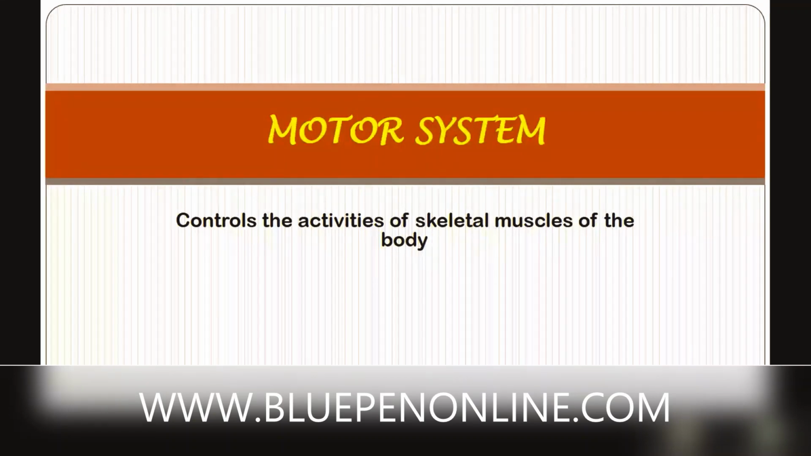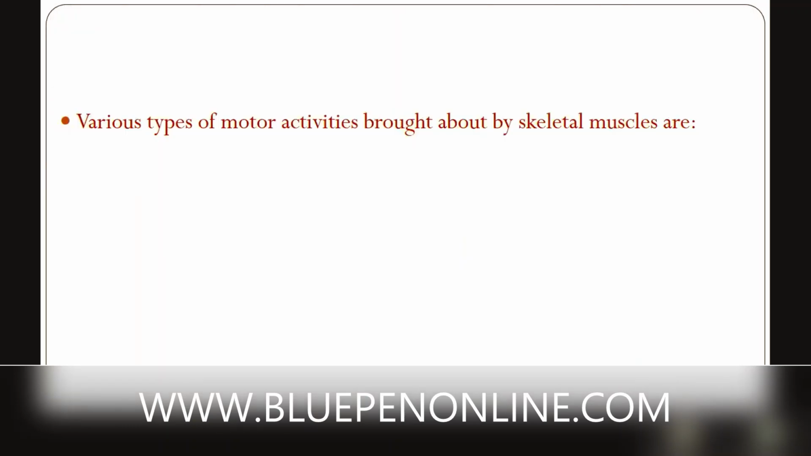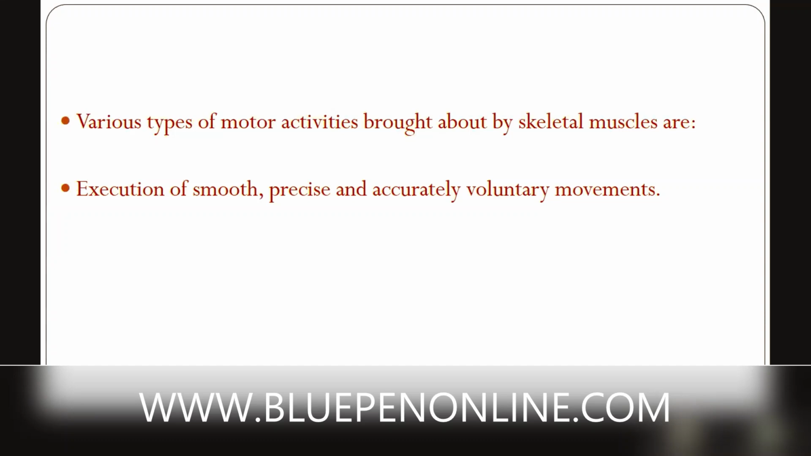Now, there are various types of motor activities brought about by the skeletal muscles. Okay, many types of motor activities are being carried out, and those activities are execution of smooth, precise, and accurately voluntary movements. We know that skeletal muscles are voluntary muscles in our body, which can be moved according to our will and wish, right? Skeletal muscles.